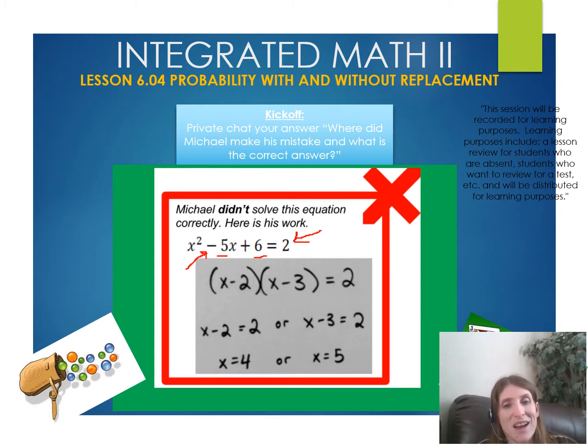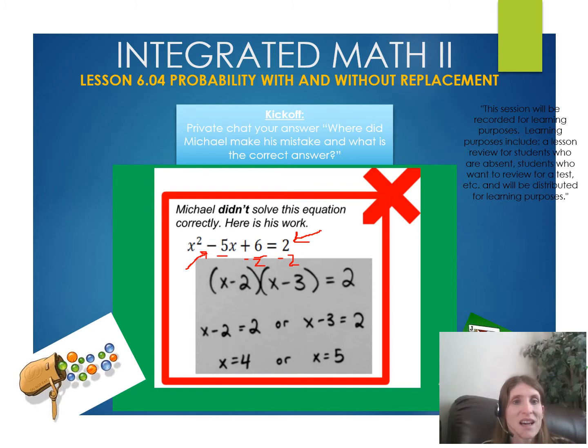So my assumption is then that Michael forgot to subtract 2. But what happens if we subtract 2? Ooh, then we have factors of 4 that add to give us 5. Do we have factors of 4? Yeah, we can do 4 and 1, and those add to give us 5. So I'm pretty sure that is the mistake, and hopefully that's the mistake that you caught as well.